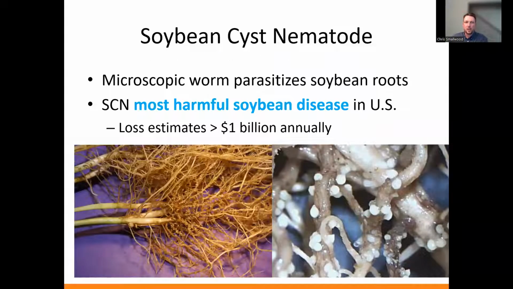So a little bit about soybean cyst nematode. SCN is a microscopic worm which parasitizes soybean roots. It is the most harmful soybean disease in the United States, with loss estimates exceeding $1 billion annually. Below you can see a few pictures of cysts bulging from soybean roots. You have a zoomed out picture and then a zoomed in picture where you can see them a little more clearly.